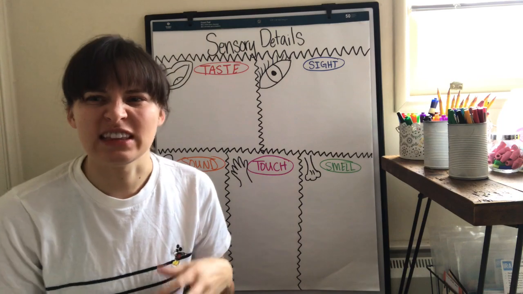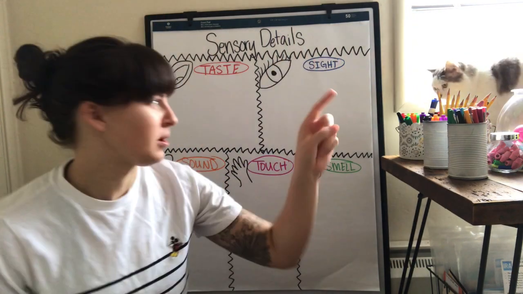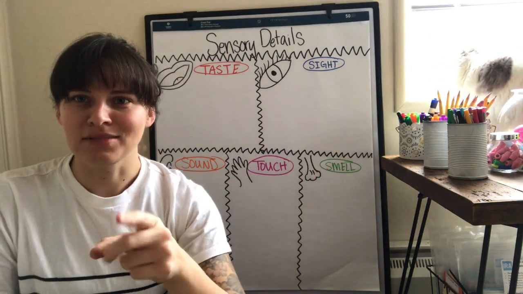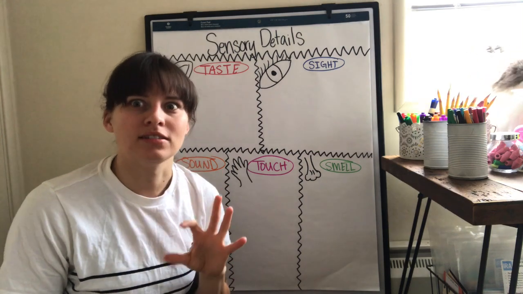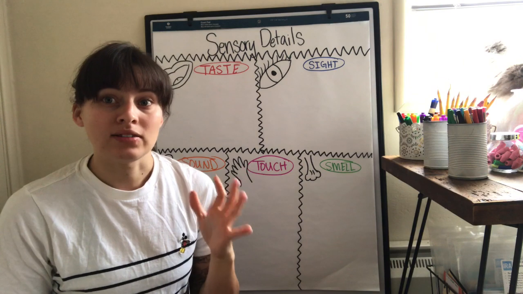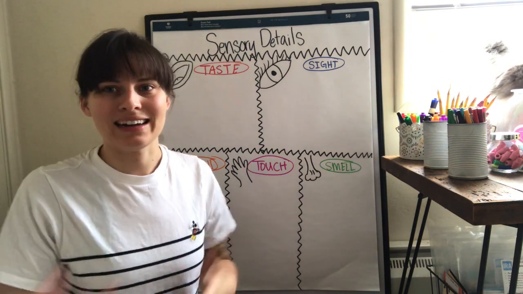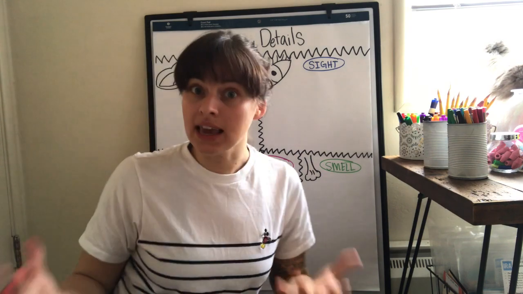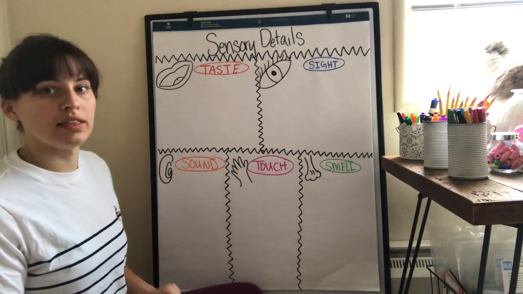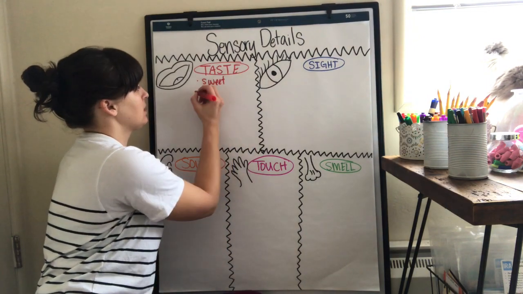We want them to feel like they could taste the things that we're talking about. They could touch the things that we're talking about. We want to get them to feel like they could hear the things that we're describing. So we're going to think about our five senses and how we can add those in our story. We're going to try to add as many of these descriptions as we can throughout our entire story. So when we think about taste, we can think about words like sweet, spicy.